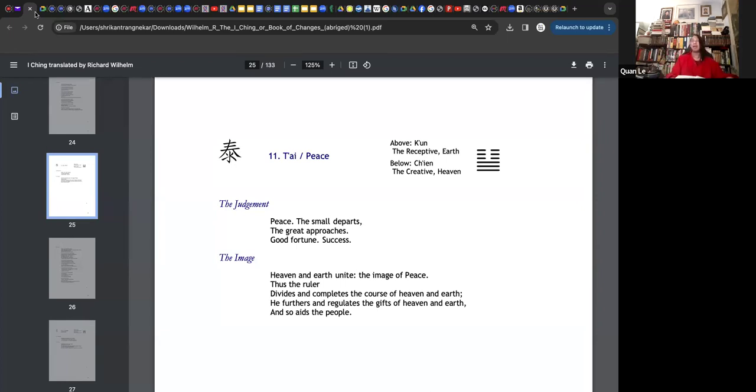Why 64? Because you have two basic symbols, okay? Broken line or whole line. And those broken lines, whole lines can be displayed on six layers. So it is mathematic. If you take two exponent six, you arrive at 64 possible permutations or possible results. It doesn't mean that you don't have other situations, but it is a synthetic representation of the archetypal situations that are possible, okay? So the core philosophical answer is that you have being and becoming.